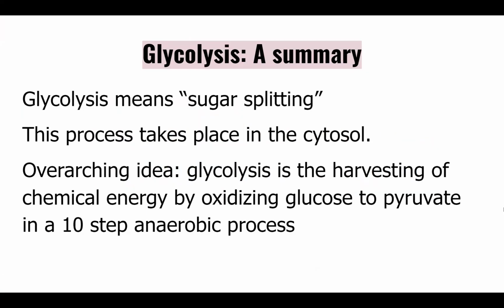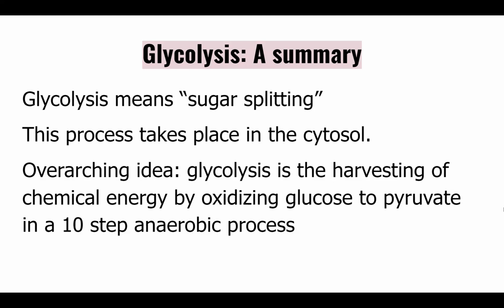Glycolysis, on the other hand, is a relatively simple process, at least compared to the citric acid cycle. When we break down glycolysis into its base words, glyco means sugar and lysis means splitting. Lysis also comes up with the breaking or lysing of cell membranes. So lysis means splitting, and glycolysis as a whole means sugar splitting.